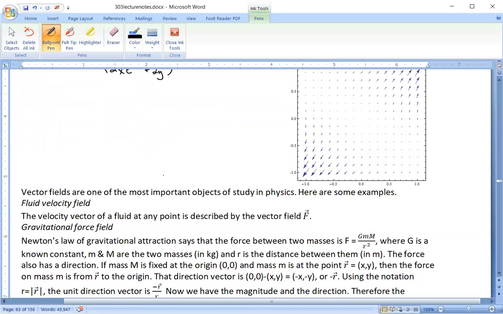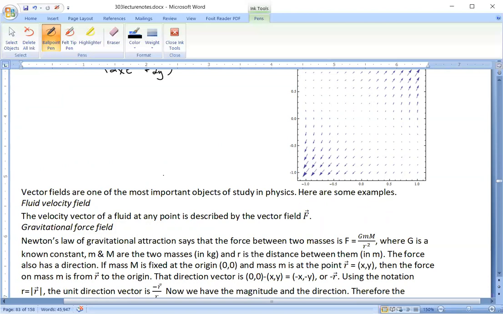Newton's law of gravitational attraction says the force between two masses is this: the force F equals GMm over r squared. That's big G, a known constant. We'll talk about the value later, but it's some constant. Little m and big M are the two masses measured in kilograms, and r is the distance between them, measured in meters. Notice that this is just the magnitude of the force between two masses.